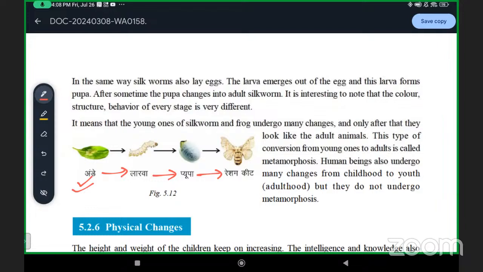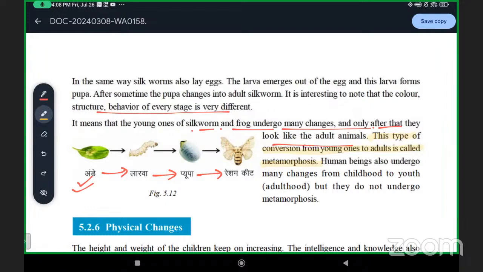Interesting to note that the color, structure, and behavior of every stage is different. It means that young ones of silkworm and frog undergo many changes, and only after that they look like adult animals. This type of conversion from young ones to adults is known as metamorphosis.